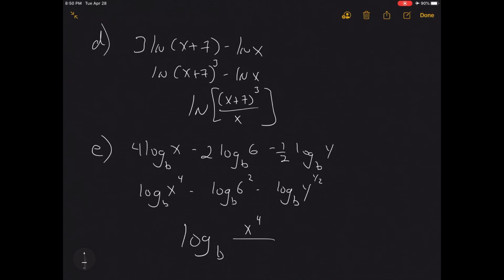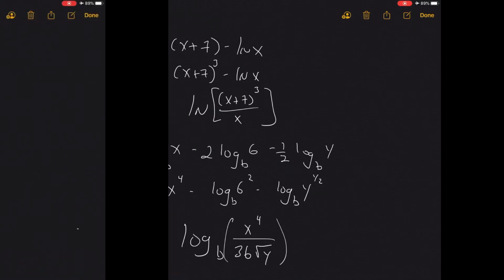But of course, 6 squared, we can do that. That's 36. So we're going to put a 36 down there. The second one is also being subtracted, so it goes on the bottom as well. And it's y to the 1/2. We know that the 1/2 is a square root, so we're going to write that as the square root of y. That is a condensed log. Log base b of x to the 4th, all divided by 36 square root of y. Okay, that is condensing logs.